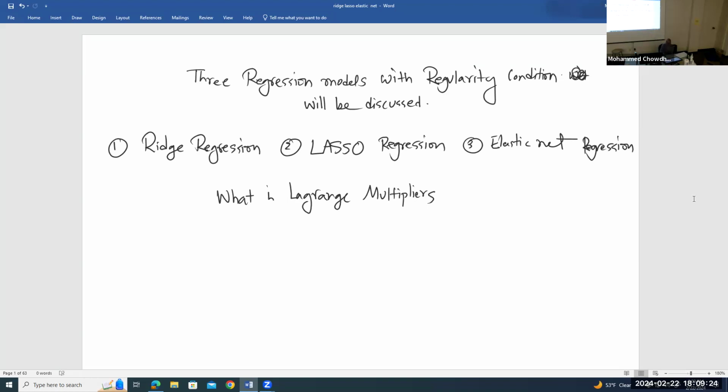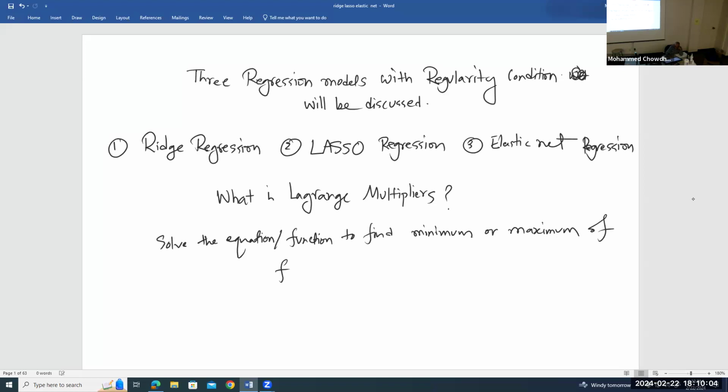Suppose I want to ask you to solve the equation or function to find the minimum or maximum of f(x) equal to 4x square plus 3x minus 70 equal to 0. Find the minimum or maximum of this equation.